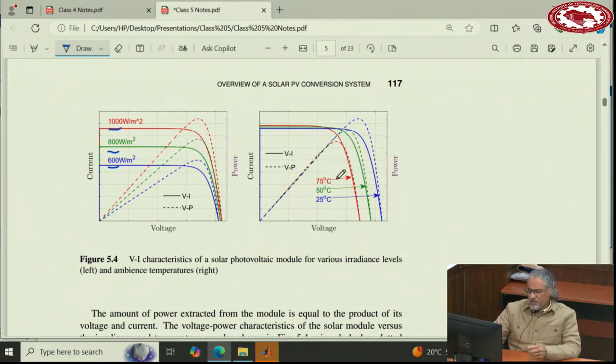Another parameter, which changes less compared to this one, is the temperature. When you decrease the temperature, the voltage goes up. The open circuit voltage and the maximum power voltage go up. The irradiance changes the current, the temperature changes the voltage. And at lower temperatures you get larger powers at larger voltages.